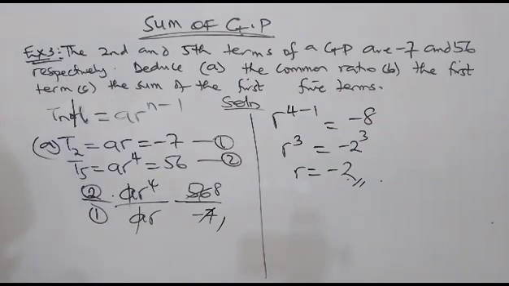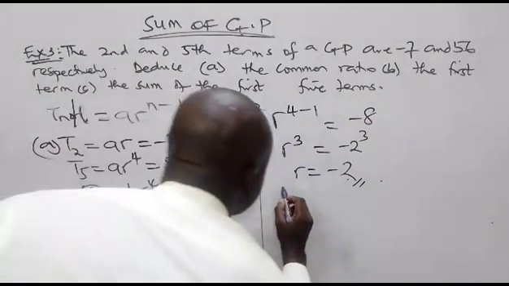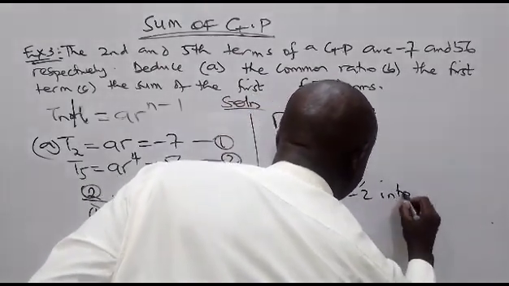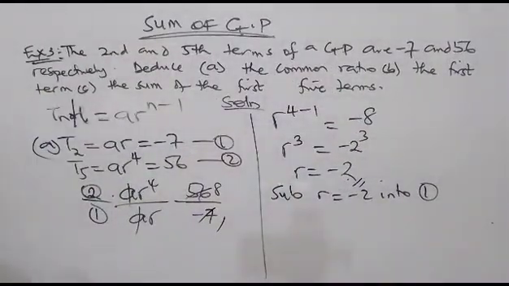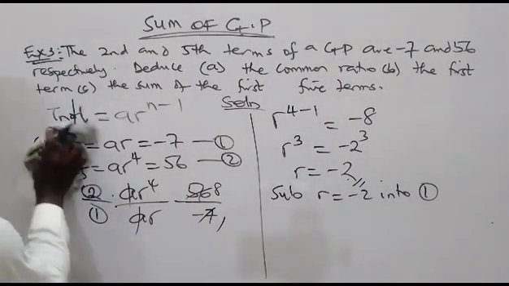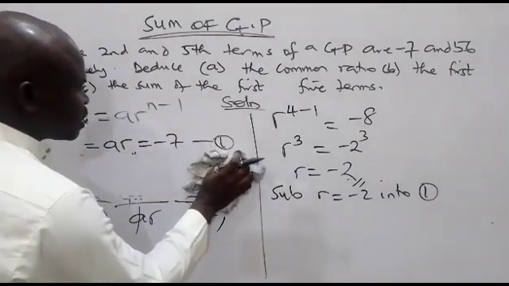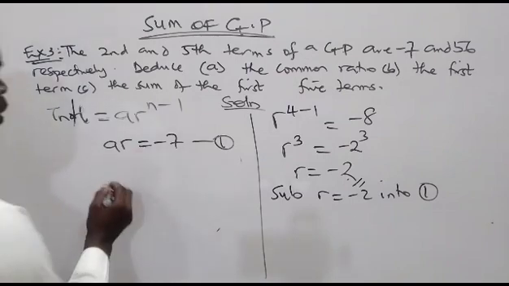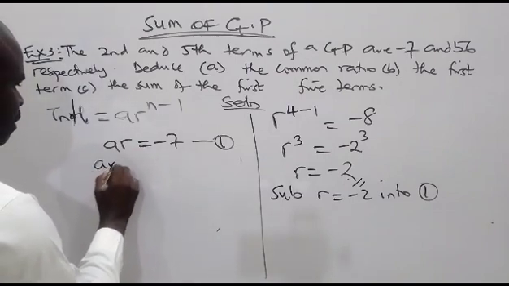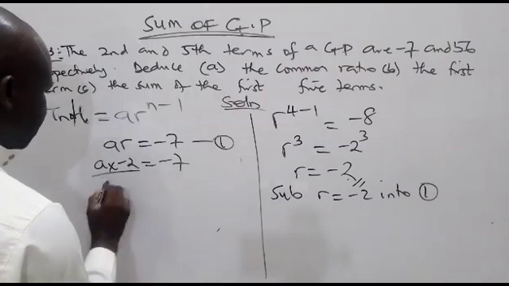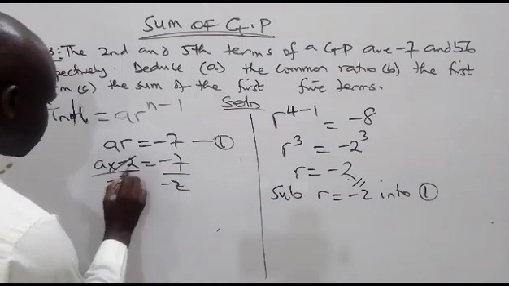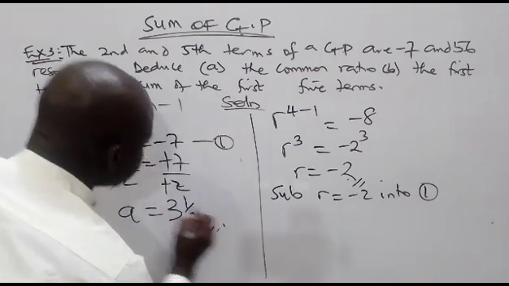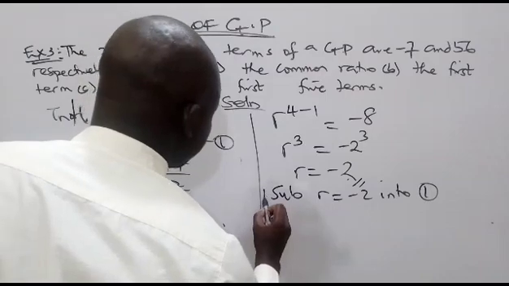Then the second part of the question says we should find the first term. Of course, I can substitute R equals minus 2 into equation 1. Equation 1 is AR equals minus 7. If I substitute that value, A multiplied by minus 2 is equal to minus 7. I'll divide both sides by minus 2. Minus 2 will take care of minus 2, the minus signs cancel, then A will be equal to 3.5. So we have gotten the value for the second question.